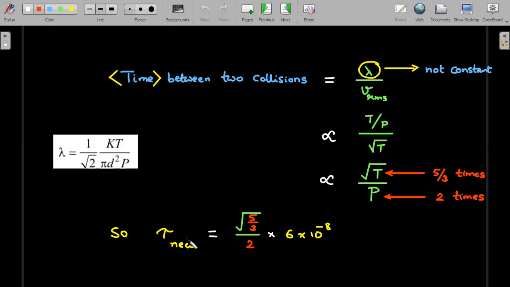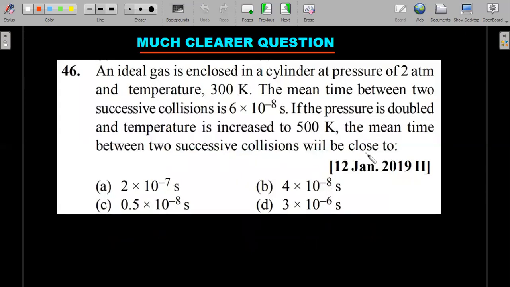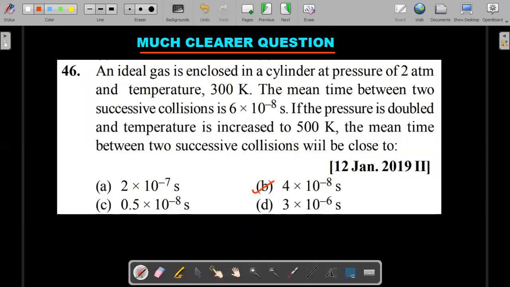Therefore, the new tau will be root of 5 by 3 divided by 2 into 6 into 10 power minus 8. You should be able to realize that this number, square root of 5 by 3, is somewhere between 1 and 2. Therefore, this number, when multiplied with 6, will give you an answer between 4 and 5, and the order will not change. You look for that kind of an order, because he said will be close to. I think B is the most appropriate answer. With a lot of clarity, you should be able to answer that. So the answer should be B is my confidence.